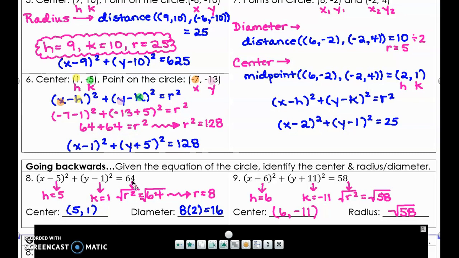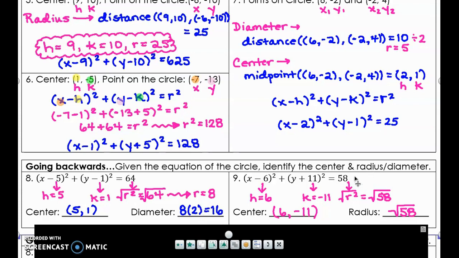This 64 is really saying what r squared is. So in order to find just r, just the radius, I've got to undo that squared by taking the square root. Well, the square root of 64 is 8. That's the radius. We want the diameter. So I just multiply that radius by 2 to get 16 here.